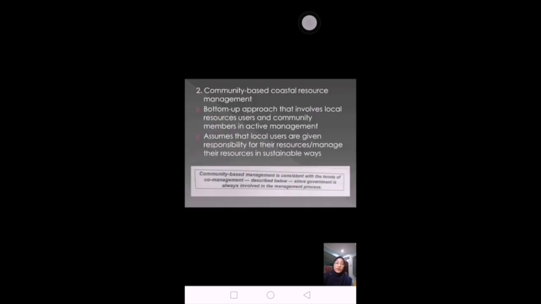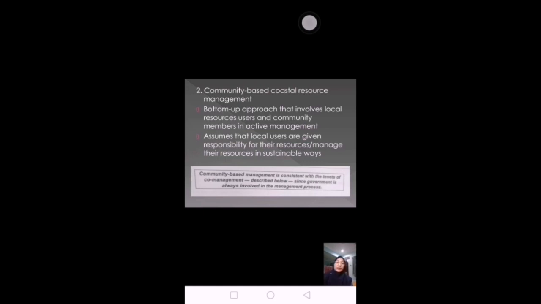Next, number 2, community-based coastal resource management. It is a bottom-up approach that involves local resource users and community members in active management. It assumes that local users are given responsibility for their resources and manage them in a sustainable way. For example, I gave it downstairs. Community-based management is consistent with the tenets of co-management described below, since government is always involved in the management process.